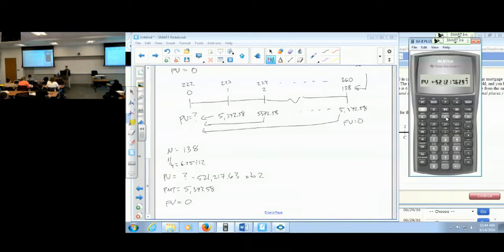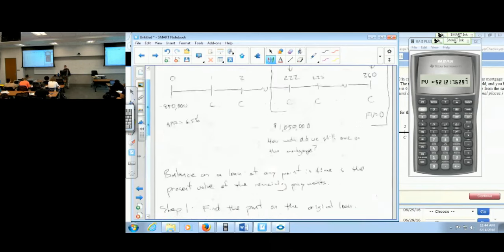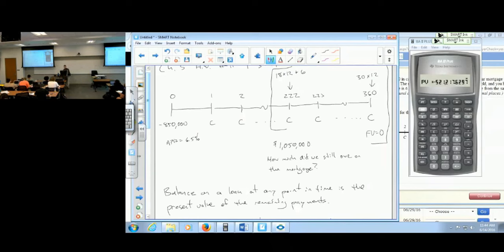Alright, let's put everything on the timeline to make sure we know what we've just done here. So we found the present value of 521,217.63. Came out as a negative because of the way we put stuff into the calculator. And what we just found was the balance on the mortgage at the time we sold the house. So if we go back up to our original timeline here, that cash flow is happening at the same time as when we sold the house. And we received $1,050,000. But we're going to have to turn around and pay the bank $521,000 because we still owe them that much.